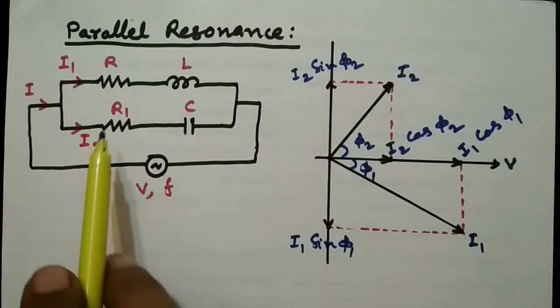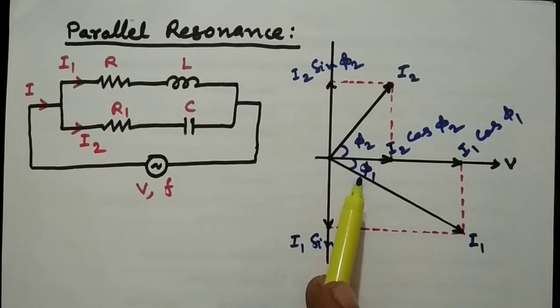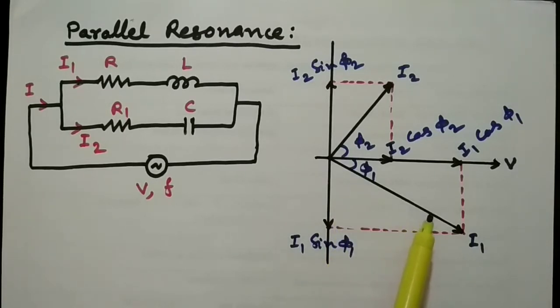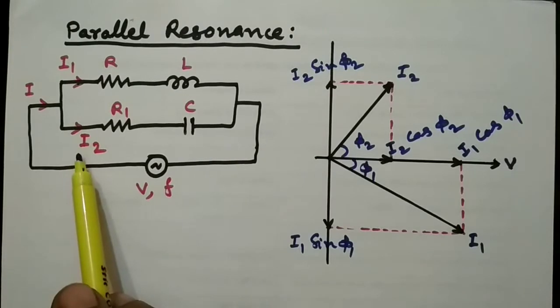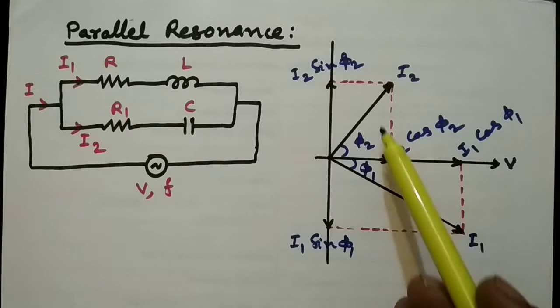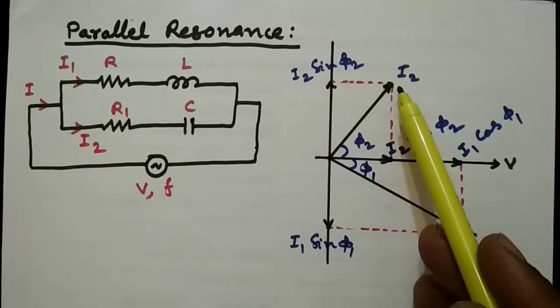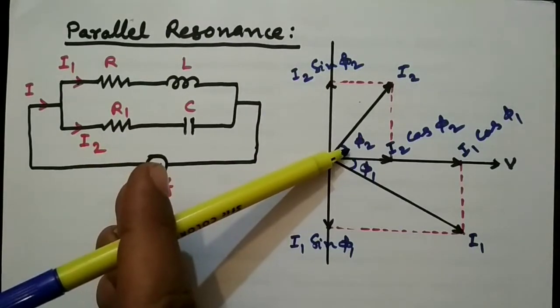The current in the RL circuit, that is I1, will lag the voltage by an angle of phi 1, because we know that for an inductive circuit, current always lags the voltage. So I1 is lagging the voltage by an angle of phi 1. Similarly, I2 is the current in the resistive capacitive branch, and the current in the resistive capacitive branch should lead the voltage. So I2 is leading the voltage by an angle of phi 2.